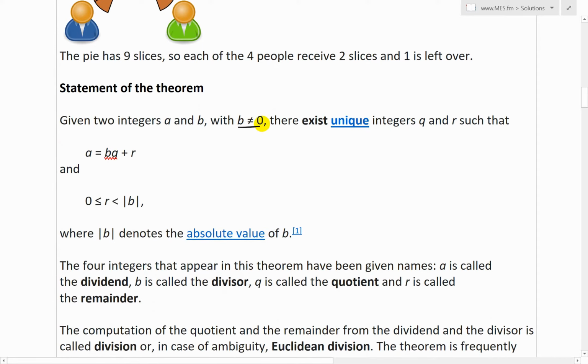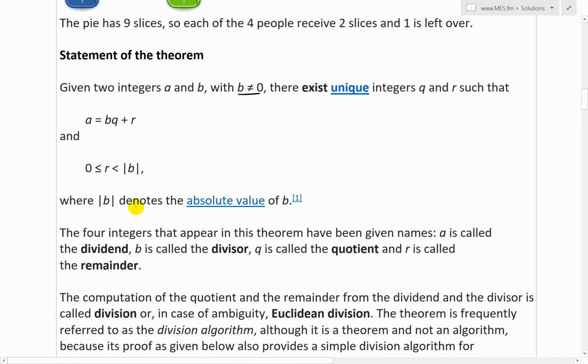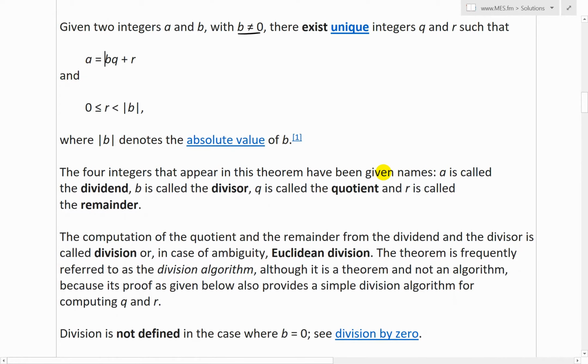So going further, the statement of the theorem: given two integers a and b, with b not equal to 0, there exist unique integers. So the existence and the uniqueness we need to prove. Integers q and r such that a equals b times q plus r, and r is between 0 and less than the absolute value of b, where |b| denotes the absolute value of b. The 4 integers that appear in this theorem have been given names. a is called the dividend, and b is called the divisor. So you're dividing a, the dividend, by b, the divisor, and q is called the quotient, and that's the result, and r is the remainder.